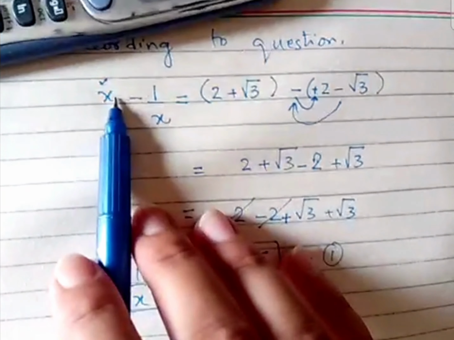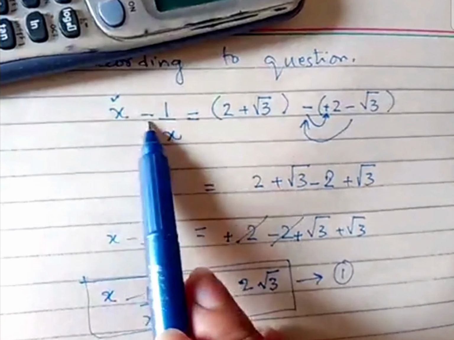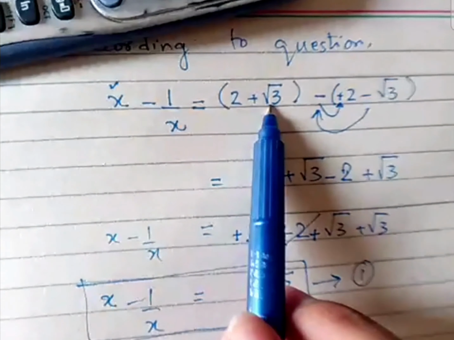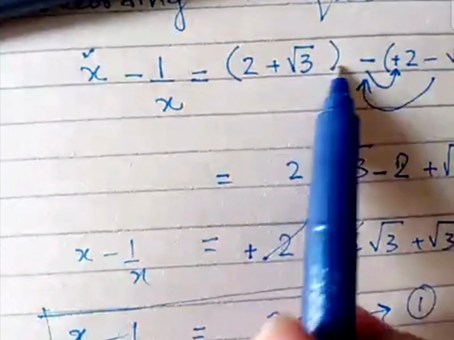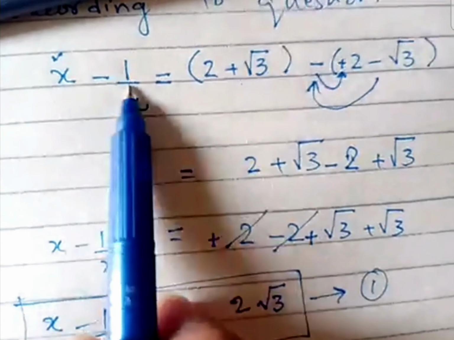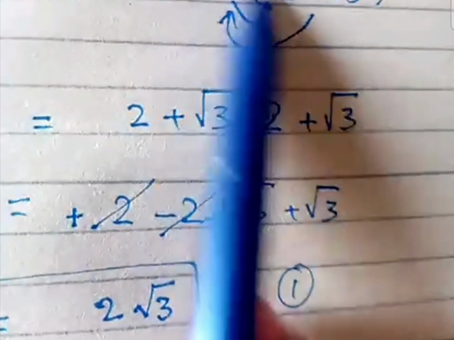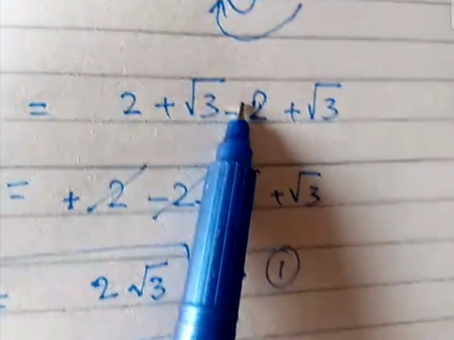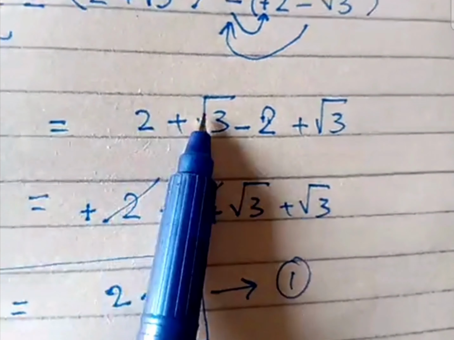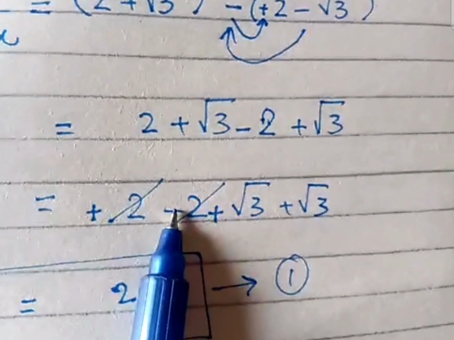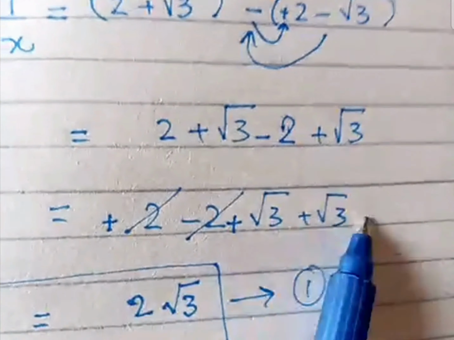Now, let me tell you again. According to the question, they were saying to find out the value of x minus 1 by x. The value of x was given in the question as 2 plus square root 3. This minus will remain the same, and the value for 1 by x is 2 minus square root 3. Open the bracket, this minus will be plus square root 3. Write the constant number with constant number and radical with radical. 2 minus 2, the cancellation property of addition is used. Cancelled out, square root 3 plus square root 3 added is 2 times square root 3.